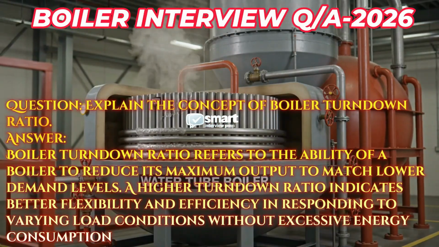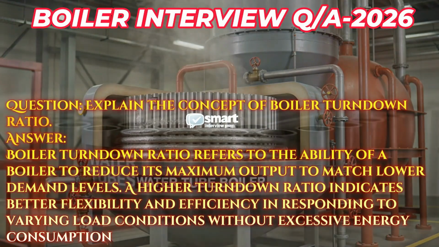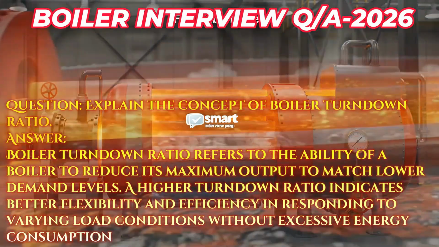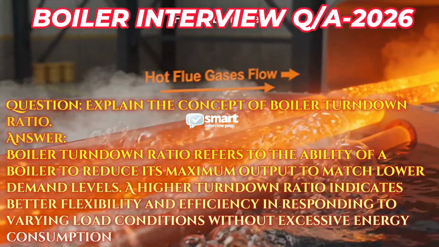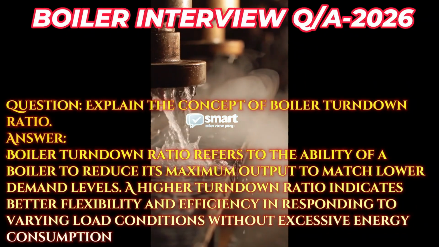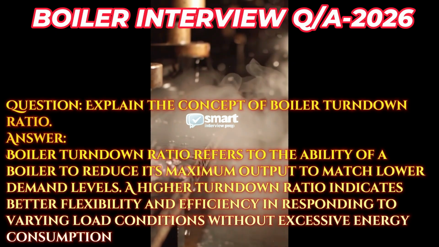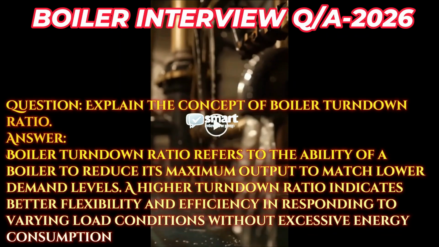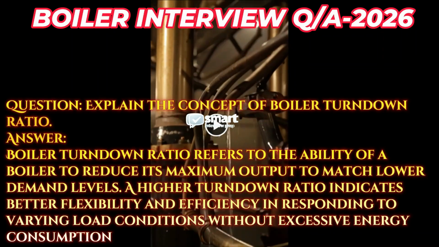Question: explain the concept of boiler turndown ratio. Answer: boiler turndown ratio refers to the ability of a boiler to reduce its maximum output to match lower demand levels. A higher turndown ratio indicates better flexibility and efficiency in responding to varying load conditions without excessive energy consumption.